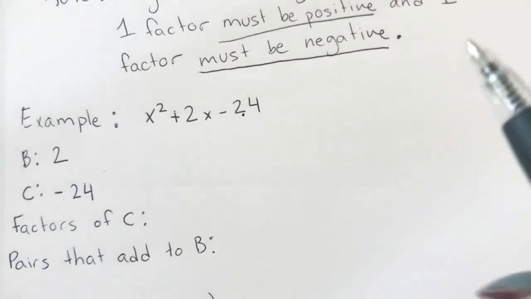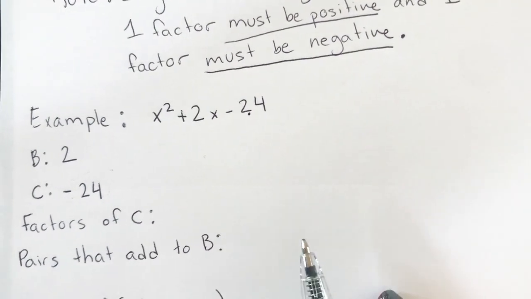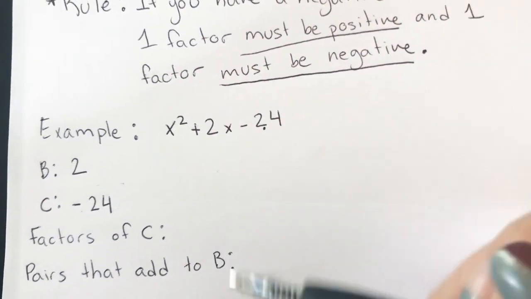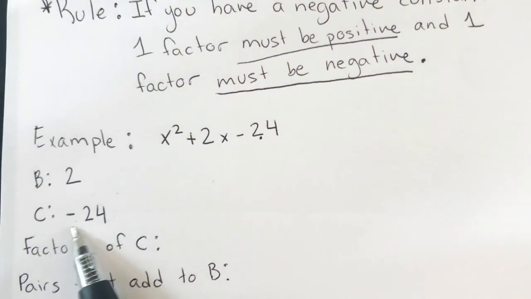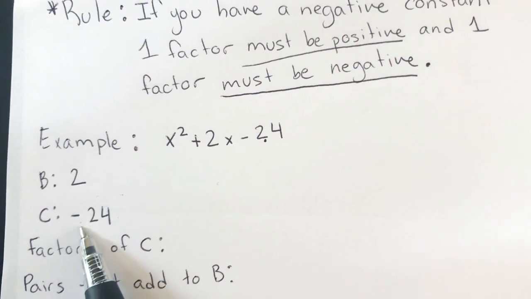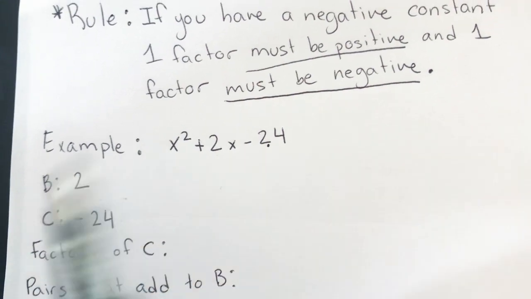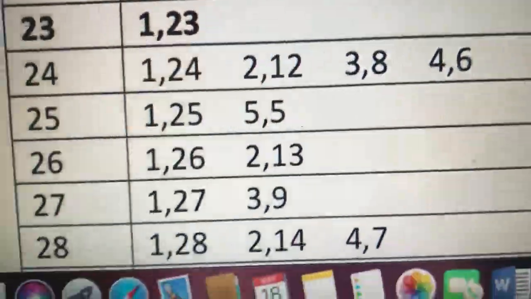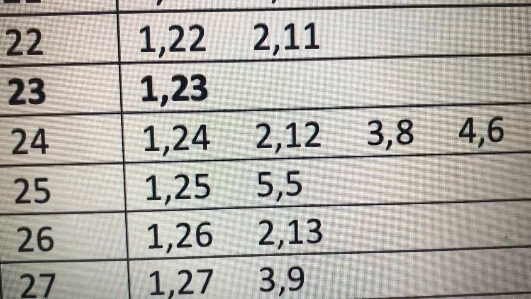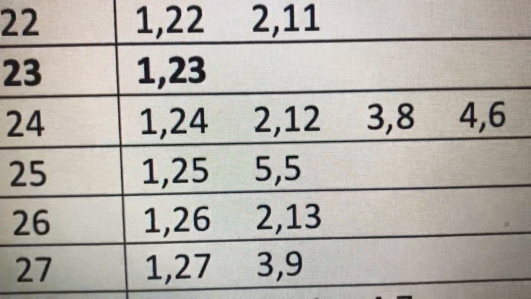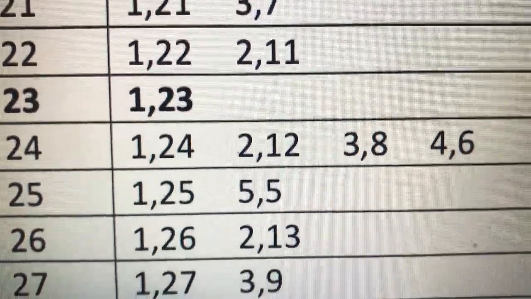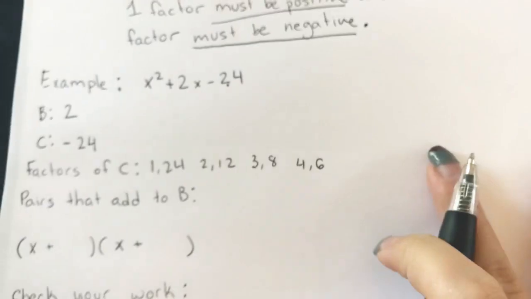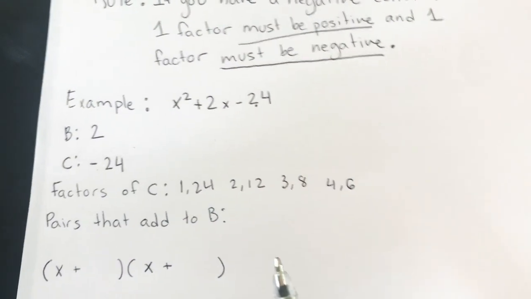So what I'm going to do is I'm going to use my factor sheet. This factor sheet is linked in the PowerPoint for you. And I'm going to look and identify all the pairs of factors for c. I'm looking just at the absolute value of c right now, and then we'll figure out the negatives later. So I'm just looking at 24 on the factor sheet. The factor sheet does not have negatives. So my pairs of factors for 24 are 1 and 24, 2 and 12, 3 and 8, and 4 and 6. So I've listed out all my pairs of factors for c.